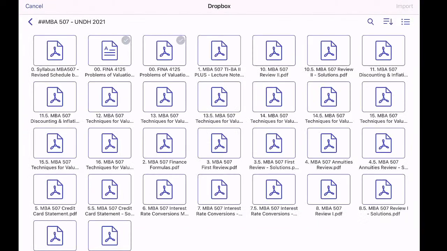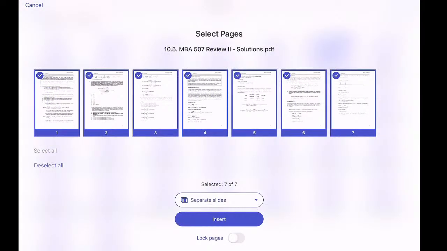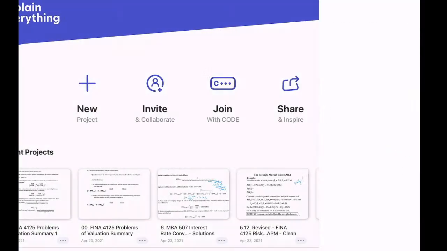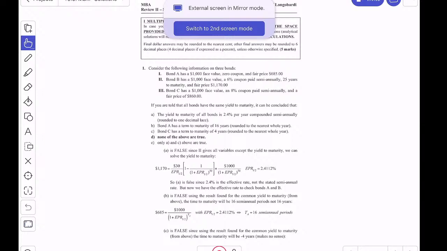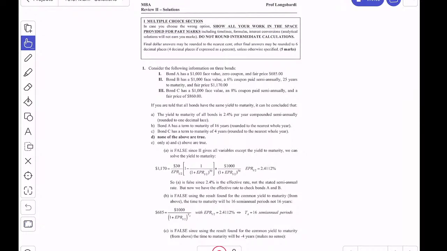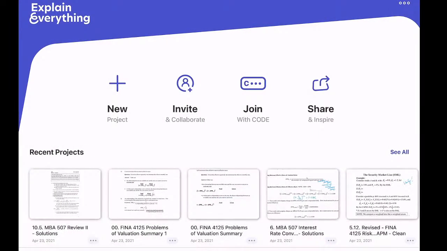I wanted to spend some time on two things. One is the document called Discounting and Inflation, and the other one is this 10.5. So let's spend some time on 10.5 and, 10. Let's do this. Let me go back. I want to get 10.